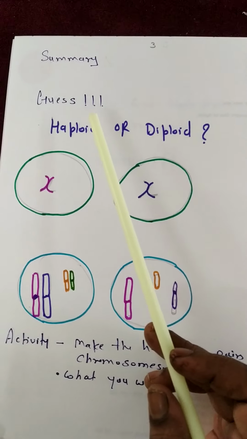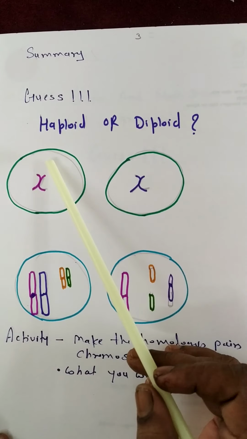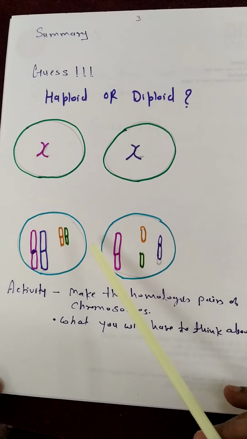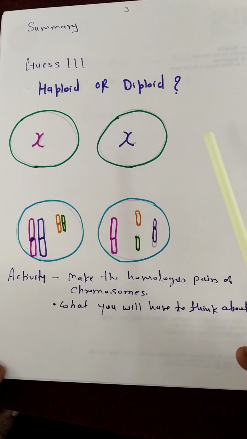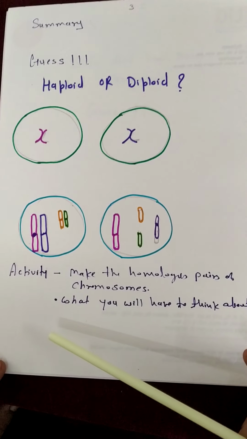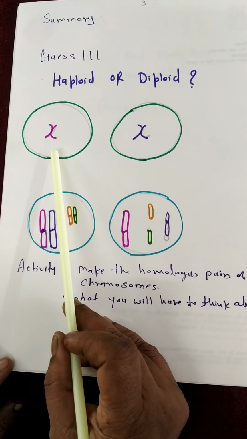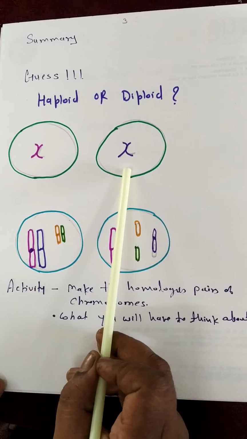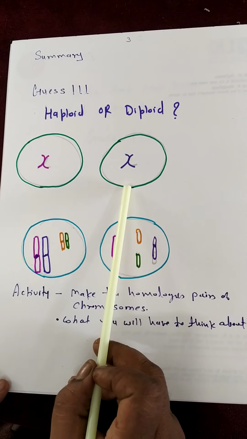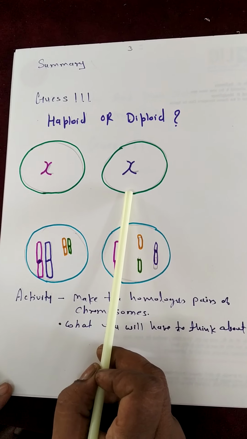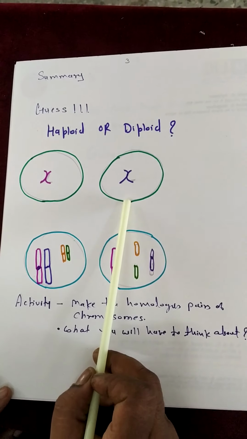So now we will summarize here. These are the diagrams for haploid and diploid cells. And you have to guess which cell is haploid and which one is diploid. See this cell and this cell. Are they diploid or haploid? How can you identify haploid or diploid?